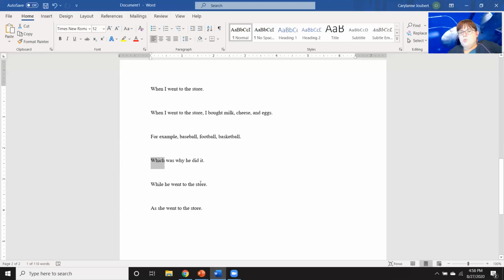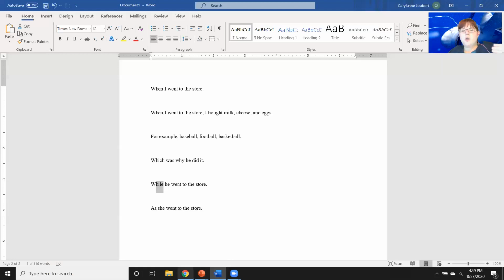While he went to the store. So things like as she went to the store, while he went to the store, those type of words of saying that someone is doing something while doing something else or at the same time as, those are going to be fragments if left by themselves. So if he had while he went to the store, he listened to music, that would be a complete sentence because we have the idea of during the time he's at the store, what was he doing?